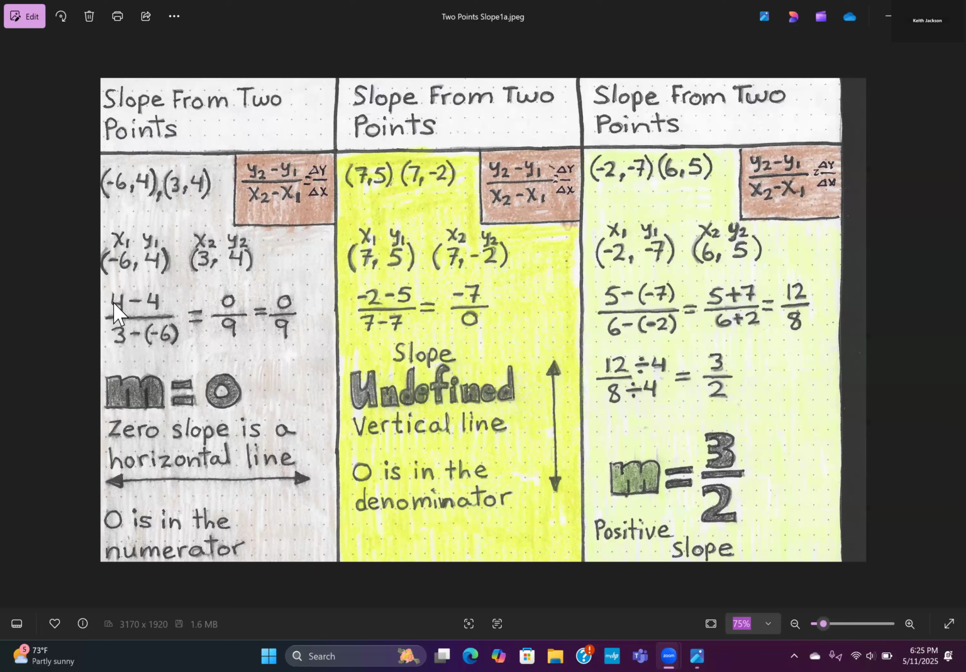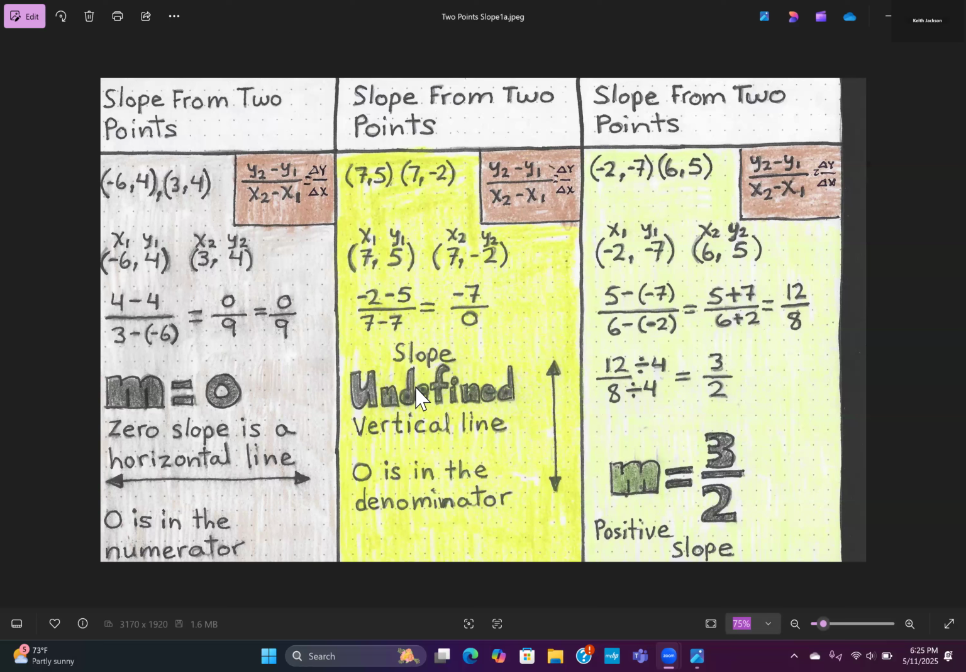When we do 4 minus 4, we get a 0 in the numerator. And then when we go 3 minus a -6, which really turns into 3 plus 6, we get 9 in the denominator. Simply because we have a 0 in the numerator, we are going to get a 0 slope. So when the slope is equal to 0, guess what? It results in a horizontal line. Keep in mind that if there's a 0 in the numerator, we get this horizontal line right here, meaning that it is a 0 slope.